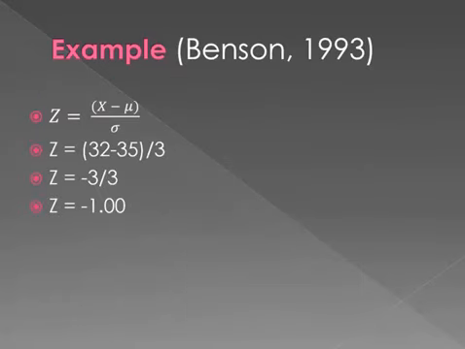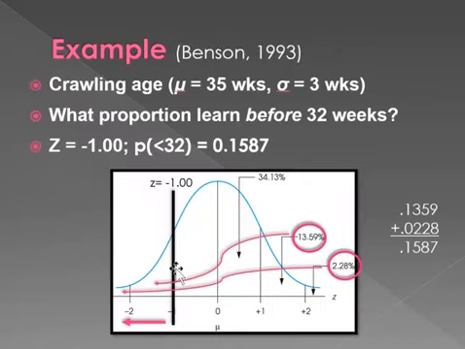Okay, so here's the math, right? 32, which is our raw score, minus 35, which is our mean, is going to give us negative 3. We divide that by 3, and that gives us a z-score of negative 1.00. And so I plot that in my distribution. It's right here, right? Negative 1.00.